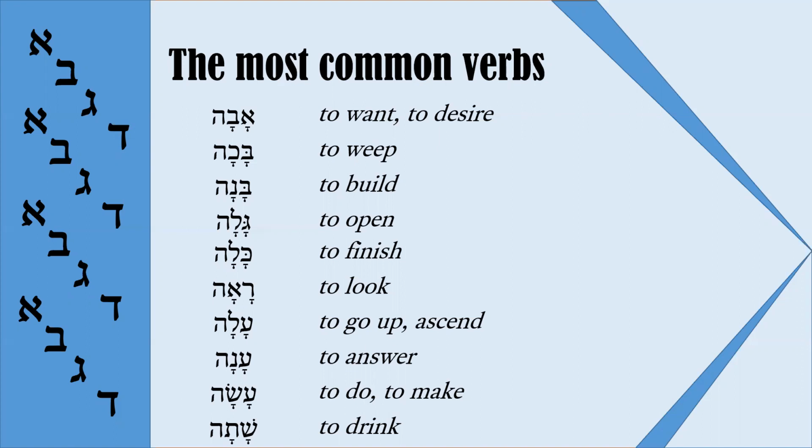Asa is to do, to make. And shata is to drink. How to remember shata? Do you know another Hebrew word, mishteh? And mishteh is a feast. And this feast is supposed to be one where they drink.